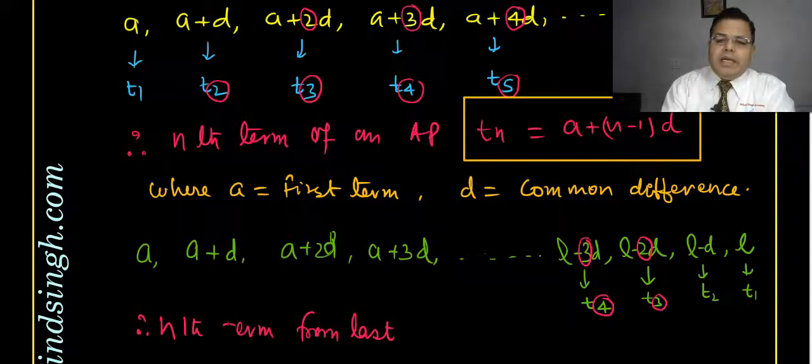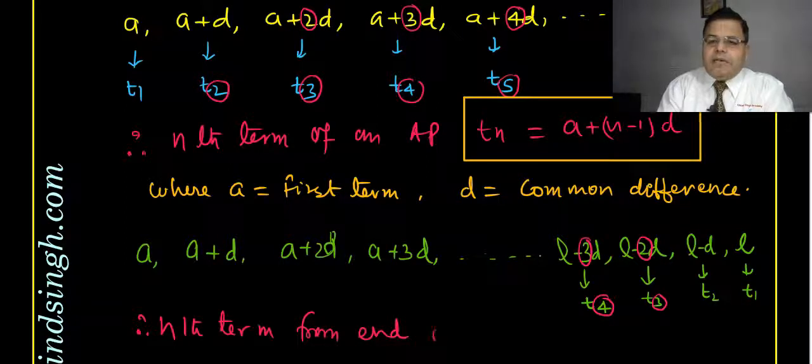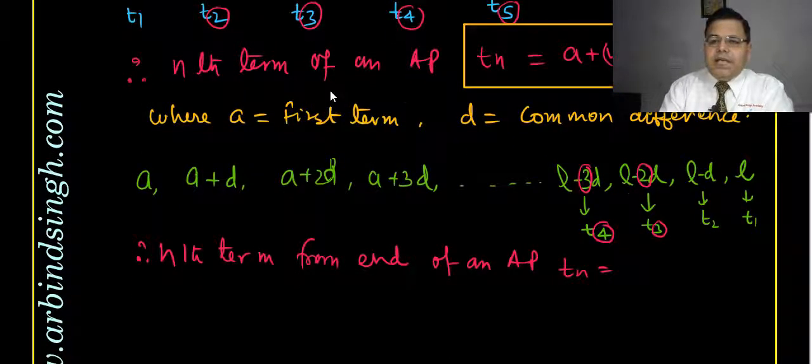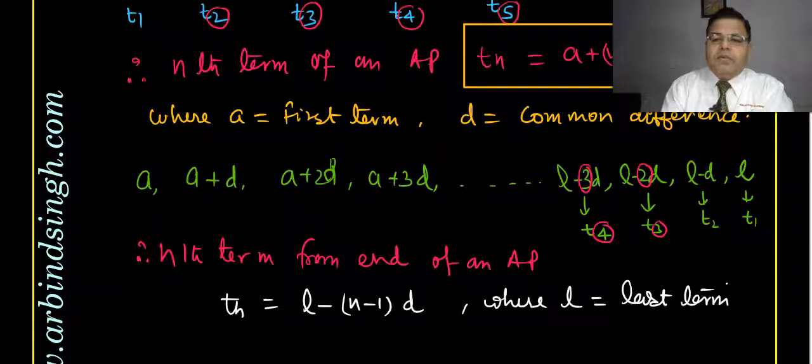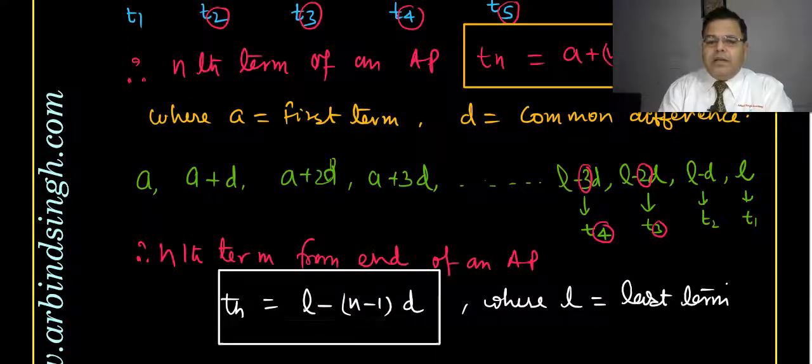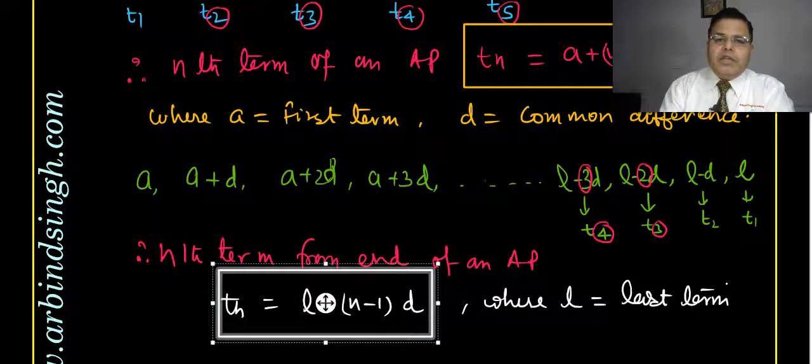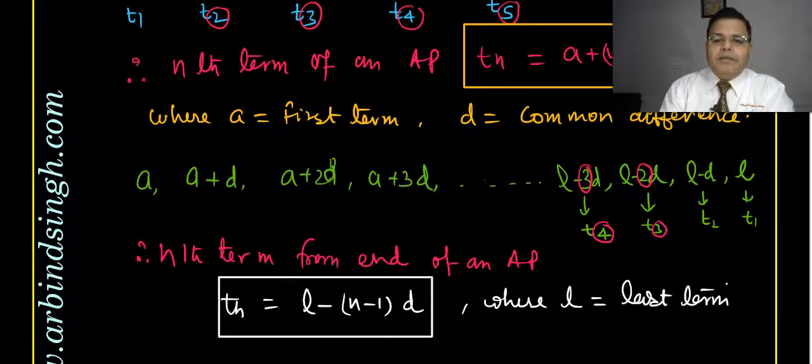You can write the nth term from end, not last, but end, of an AP as Tn equals L minus n minus 1 into D, where L is the last term, right? So the nth term from the end of the series can be obtained by this. This is one additional formula. Hardly it will be used, but still, wherever it is given to find the nth term from the end, you can use it, right?